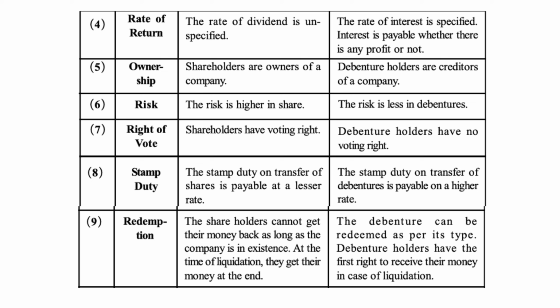But in debentures, the rate of return is fixed. The company will give the interest to you first, on priority. Also, whenever they are repaying the amount at the time of liquidation, at that time also the debenture holders and the creditors will get priority. First their dues will be paid, and only after that the shareholders will be paid. So comparatively, debentures are less risky.